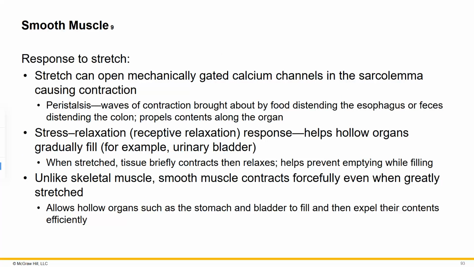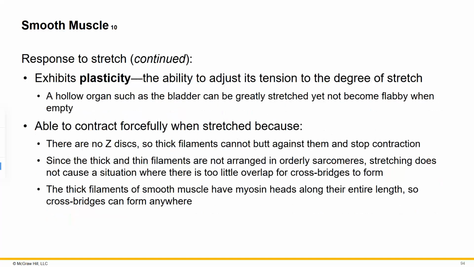Stretch can open mechanically gated calcium channels in the sarcolemma, causing contraction. The stress-relaxation response helps hollow organs gradually fill, for example, the urinary bladder. Unlike skeletal muscle, smooth muscle contracts forcefully even when greatly stretched. It exhibits plasticity, the ability to adjust its tension to the degree of stretch. A hollow organ such as the bladder can be greatly stretched, yet not become flabby when empty.